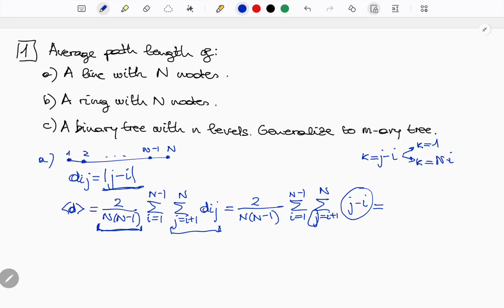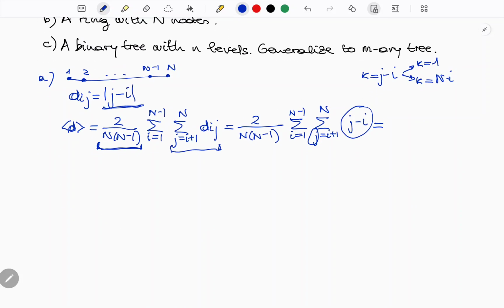Okay, so those are the two bounds for this new way of writing this summation, but the result is going to be exactly the same. The only thing that I'm doing is changing that variable, to make it easier to do the addition. So this is going to be the summation from k equal to 1 until n minus i of k. Remember that this was equal to k.